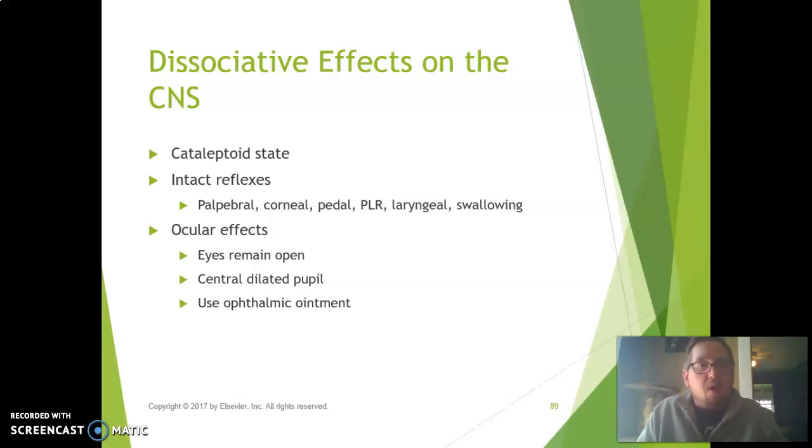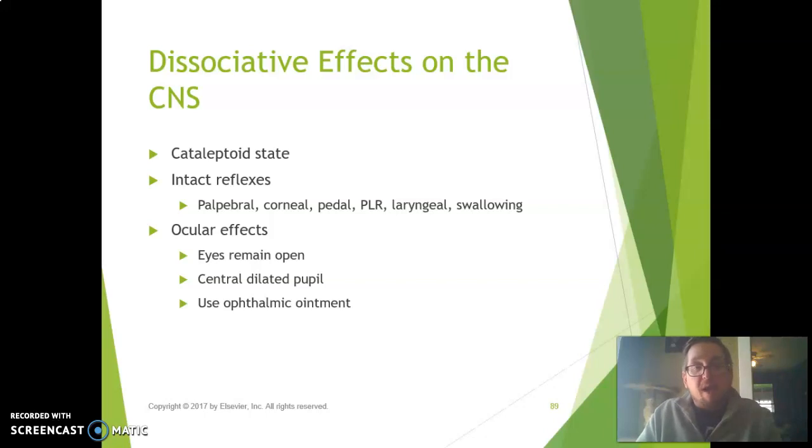Palpebral, which is touching the inner eyelid and watching for a blink. Corneal reflex, pedal reflex, which is squeezing the toe to see if the animal will pull back, pupillary light reflex, laryngeal reflex, and swallowing reflex. So they can still swallow while on this medication alone.